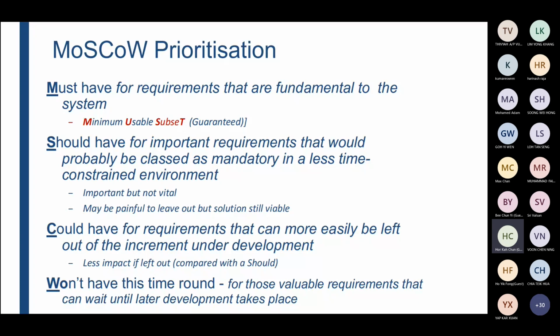First category must have, second category should have, third category could have, and then won't have. I hope I make it very clear. So please include the MoSCoW prioritization technique into your coursework, into your project. This is required, required for your coursework and for your project.